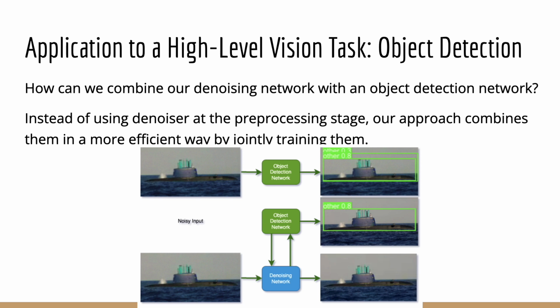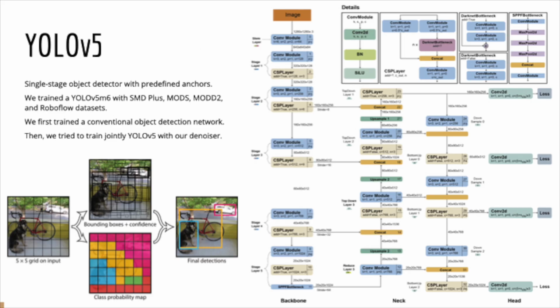We also apply our denoising algorithm to a high-level vision task. So how can we combine our denoising network with an object detection network effectively? Instead of using the denoiser at the preprocessing stage, we propose that combining them in a more efficient way can be done by jointly training them. So as you can see from this image, this is a more successful approach. And we trained the YOLO V5M6 with SMD plus mod 2 and some datasets from RoboFlow. So we first trained the conventional object detection network, YOLO V5, directly, and then we tried to train them jointly. And to supervise the denoiser network, we also used the object detection loss.